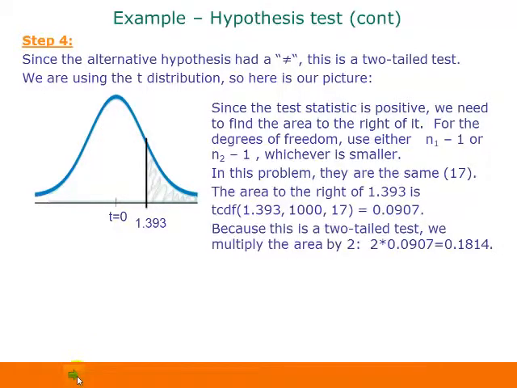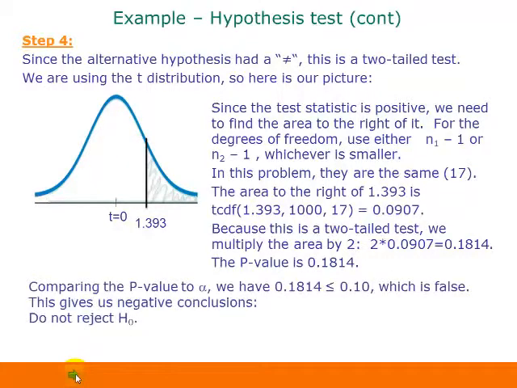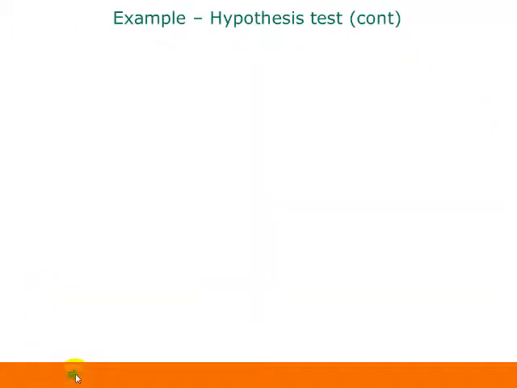Since this is a two-tailed test, we have to multiply this area by 2, so that gives us 0.1814, and that's our p-value. Now we're going to compare the p-value to alpha, so we have 0.1814 is less than or equal to 0.10, which is false. That gives us negative conclusions, so we would say do not reject the null hypothesis.